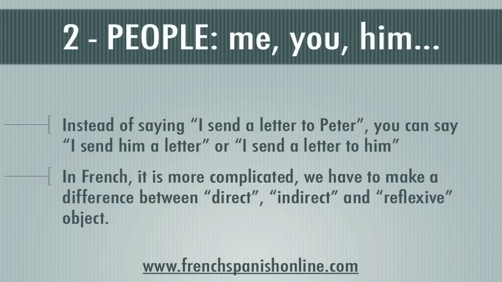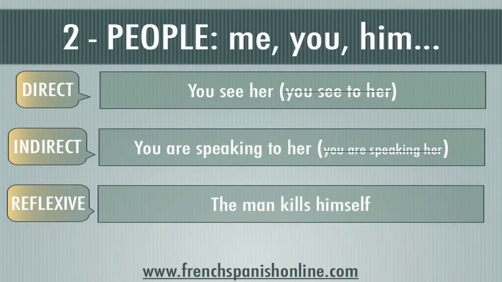People, now it's a bit more complicated. Instead of saying I send a letter to Peter, you can say in English I send him a letter or I send a letter to him. So it's more complicated in French. Why? Because we have to make a difference between direct, indirect and reflexive object. So three subcategories. So, what do we mean?